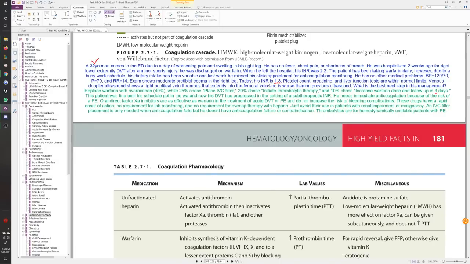Thrombolytics, which was the other answer choice, initiate thrombolytic therapy. Thrombolytics are for hemodynamically unstable patients with a pulmonary embolism. He's hemodynamically stable. Blood pressure's fine. Everything's fine. He just has that one thrombosis in the right leg.